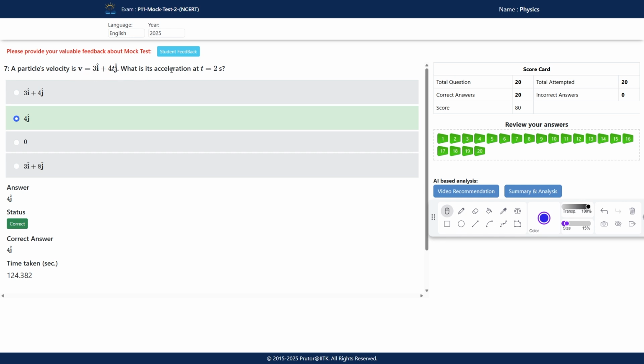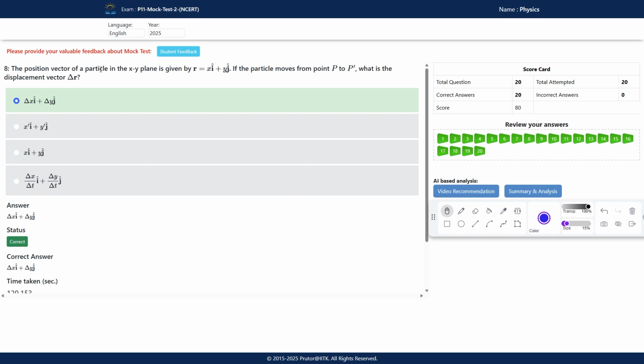A particle's velocity v is equal to 3 i cap plus 4 t j cap. What is its acceleration at t equal to 2 seconds? So acceleration remains constant because the acceleration is dv upon dt. Just differentiate, it will be 0 plus 4 j cap. So there is no time factor. It means the acceleration remains constant, 4 j cap. Correct, this one.